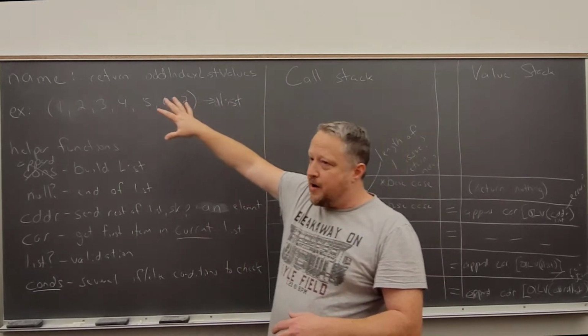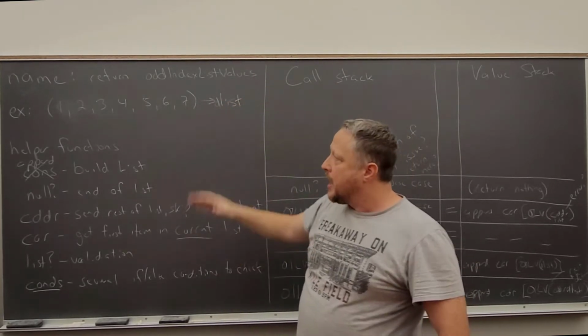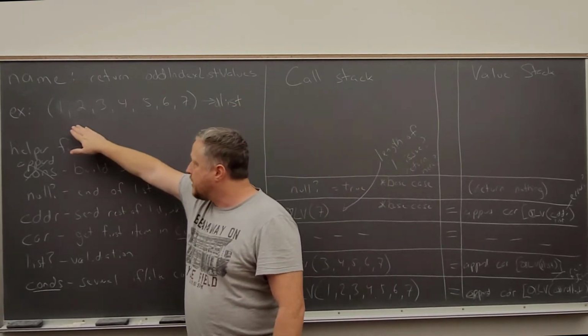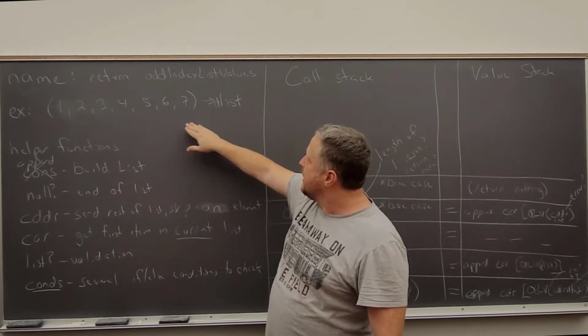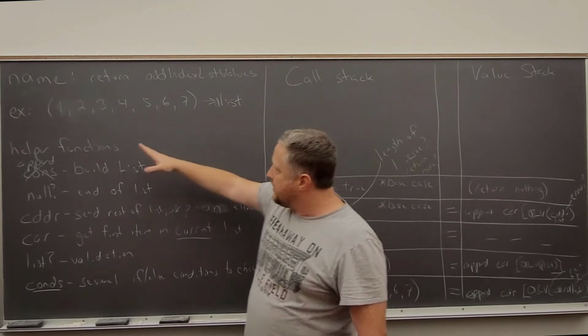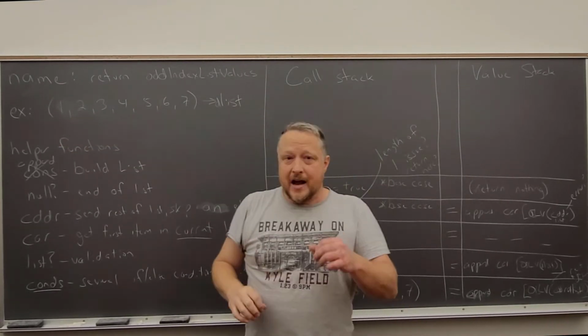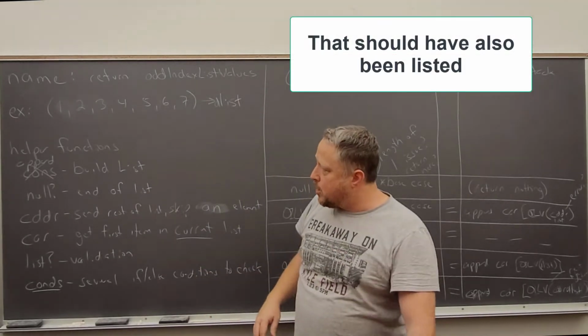First is the name of my function. This one's going to be return odd index list values. And notice I give the name. I also give an example of what I want and then what the name of that list is going to be. And basically I want to make sure that I get every odd index, not the value, but the index for each one of them.